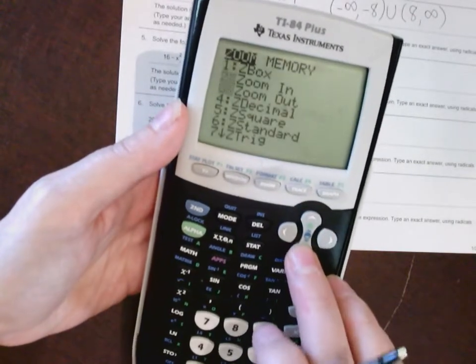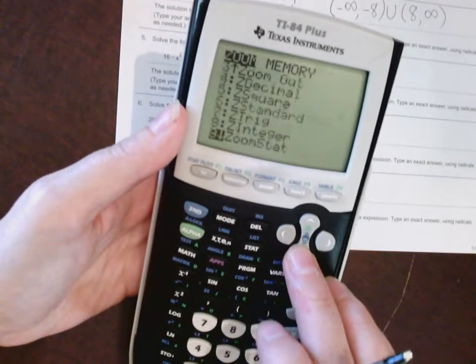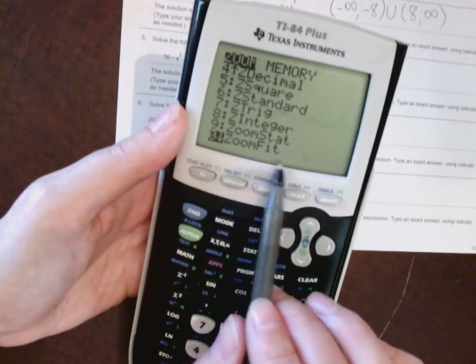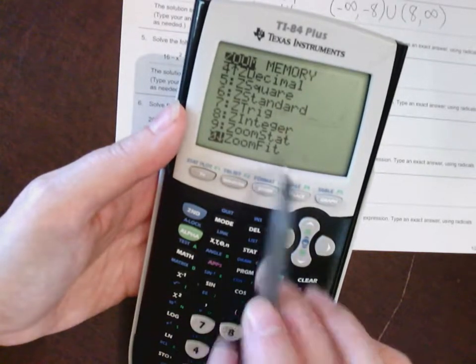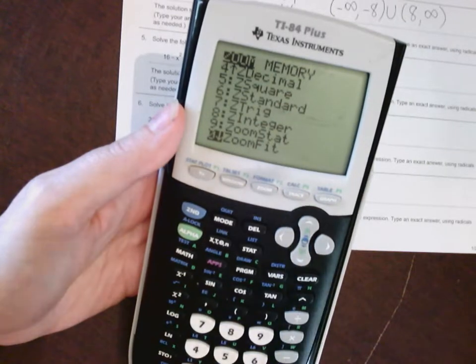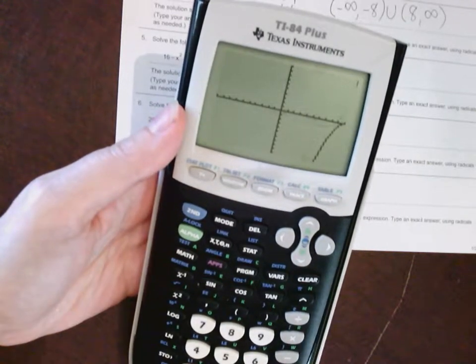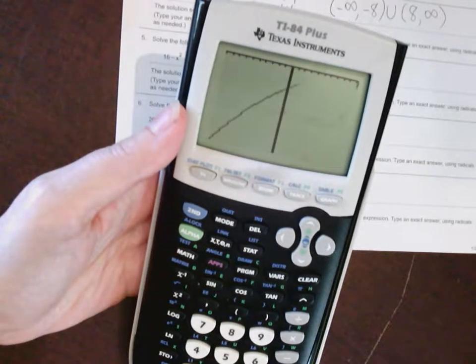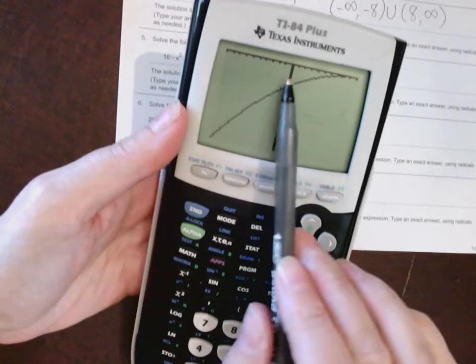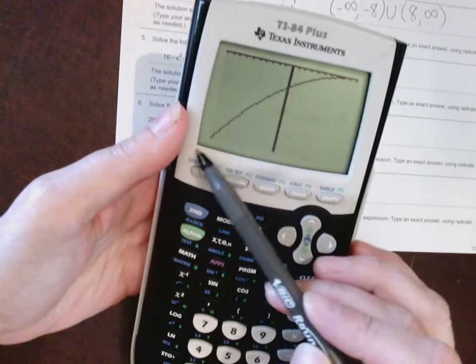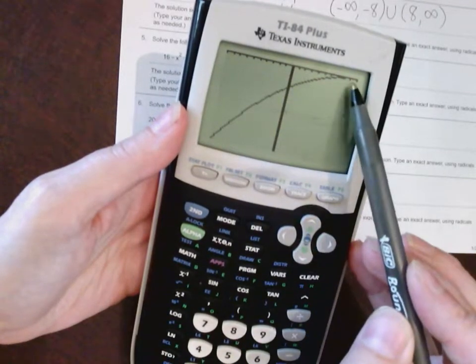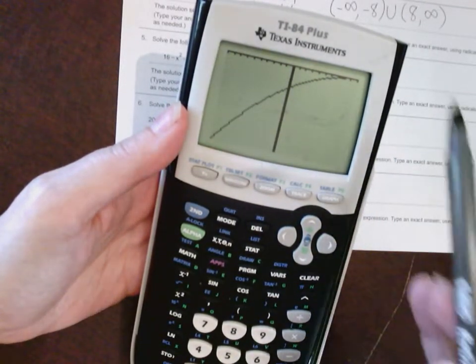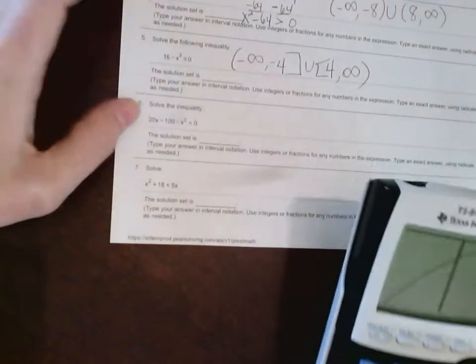Now scroll down to 0. This zoom fit zeroes in on what the calculator thinks is the important part of this graph, and that is true. It wants to know where it touches the x-axis. Well, it's still kind of hard to tell. It's going up, it's touching the x-axis, and then it's coming back down. But let's see where it does this.